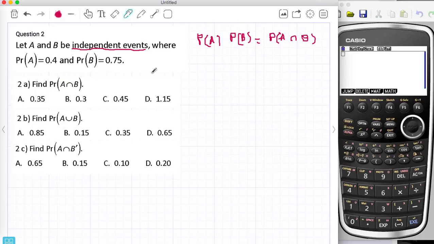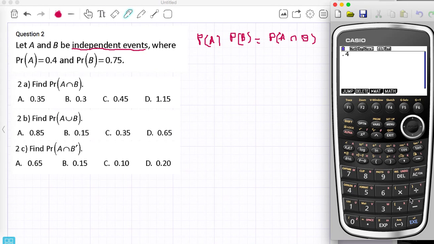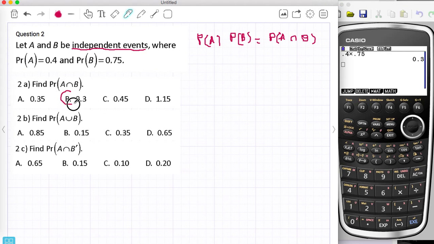So for A, all I've got to do is multiply these two probabilities together. So I've got the 0.4 times the 0.75, and this will give me 0.3. So this is the answer for the first one. So very straightforward because of this independent events and because I can use this formula.